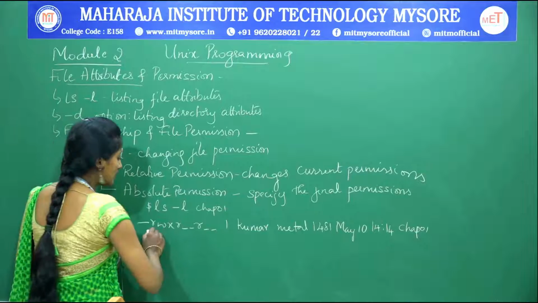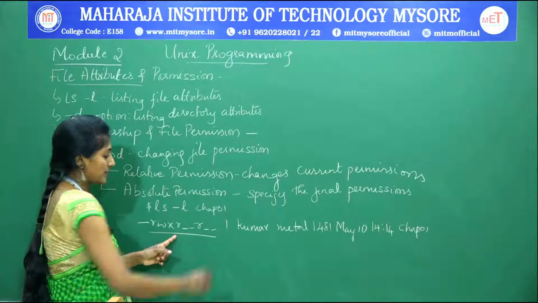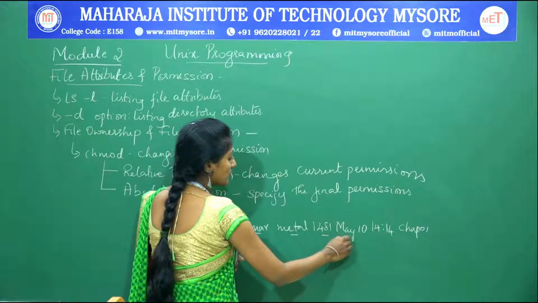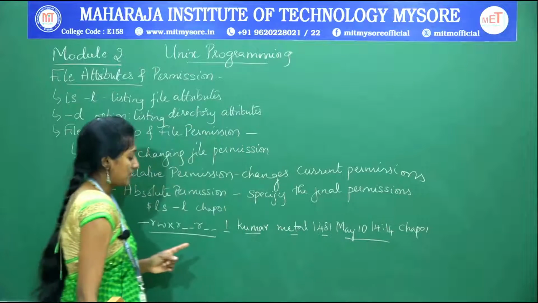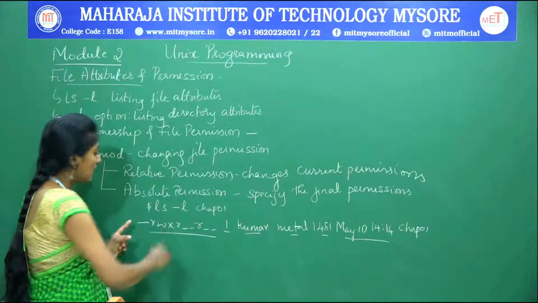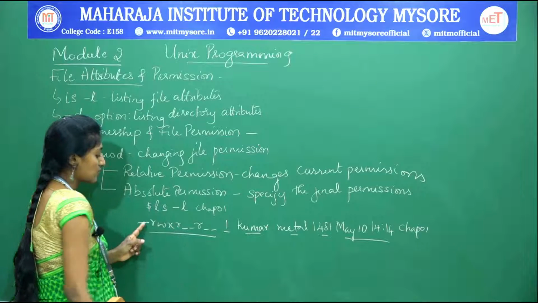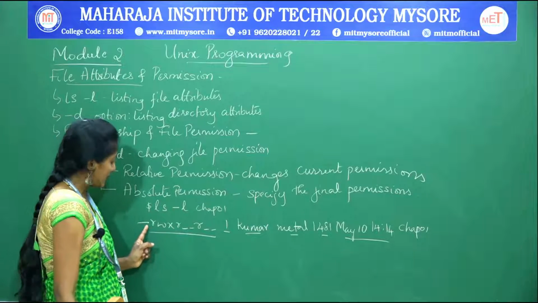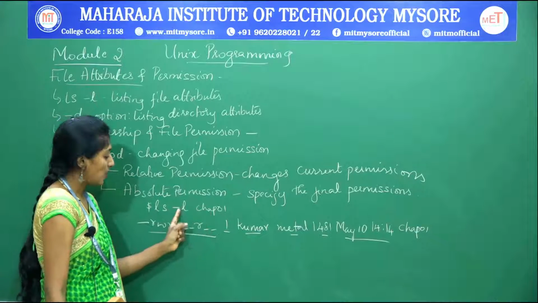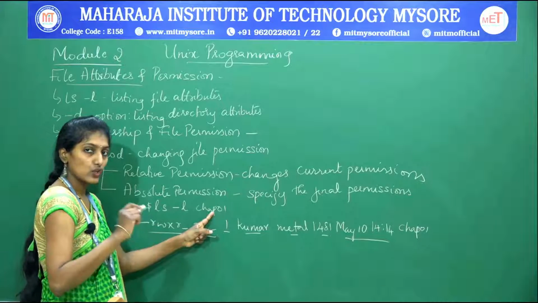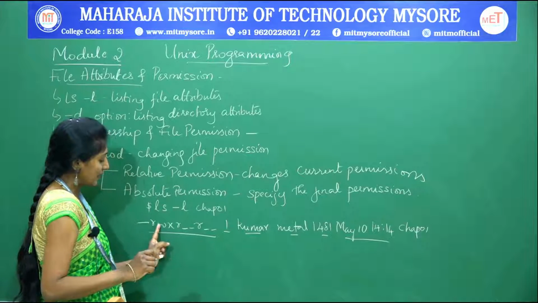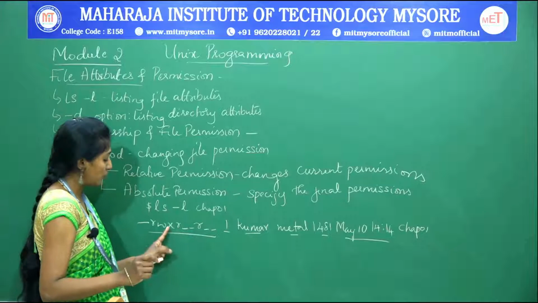What does the first column represent? What does the second represent? What do these 3 represent? The first content displayed here, as you can see, the first letter is a hyphen, which means it is an ordinary file that you are listing. Following that hyphen, it displays the permission of the file.